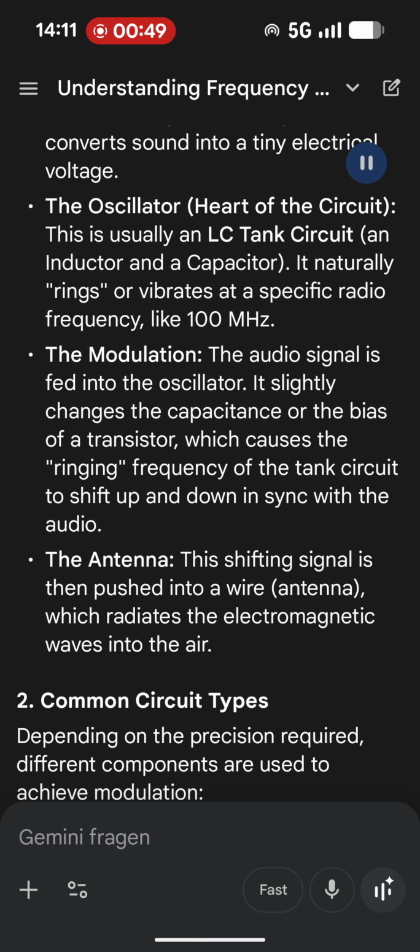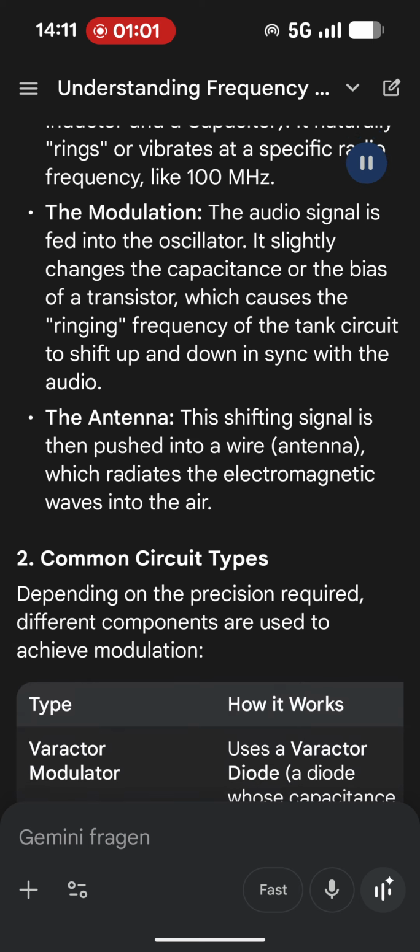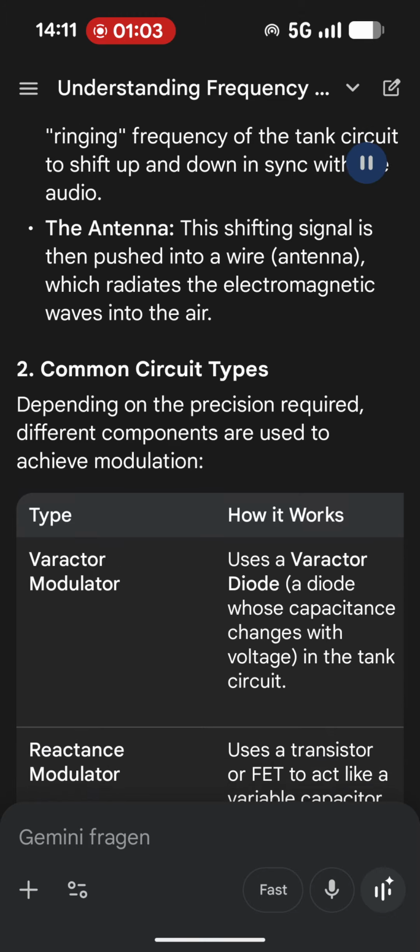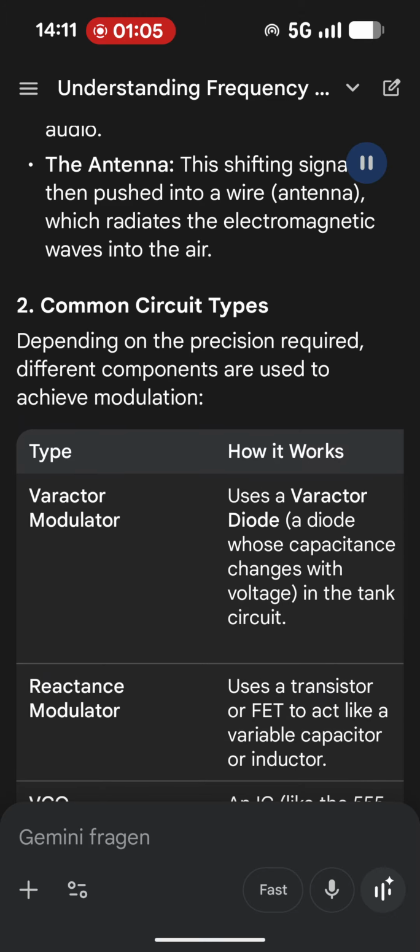The modulation: the audio signal is fed into the oscillator. It slightly changes the capacitance or the bias of a transistor, which causes the ringing frequency of the tank circuit to shift up and down in sync with the audio. The antenna: this shifting signal is then pushed into a wire antenna, which radiates the electromagnetic waves into the air.